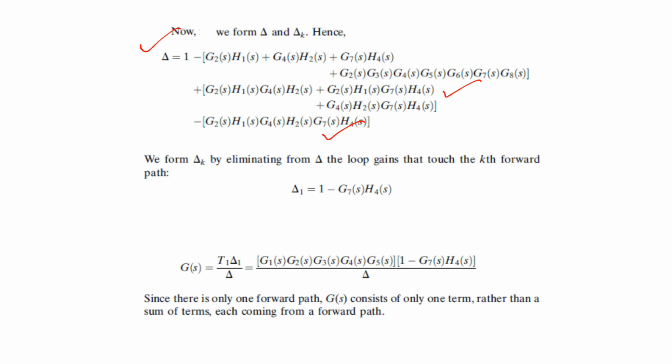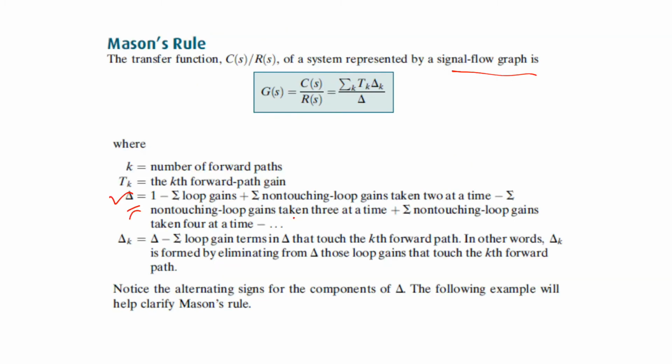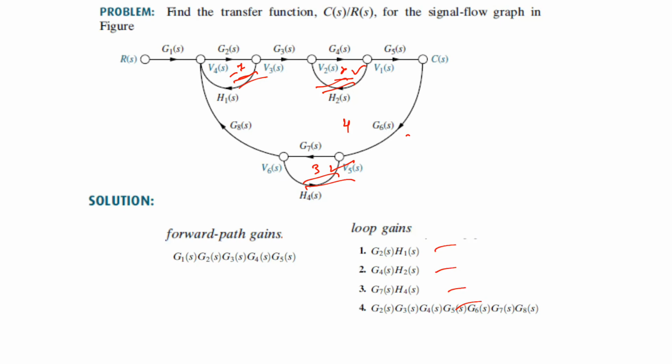Also one more point, that in this case the forward path is 1. So in this case, as per the definition, k is equal to 1, that is, the number of forward paths is 1 in this case. Now we have to calculate the value of del k. Del k is formed by eliminating from delta those loop gains that touch the kth forward path. Those loop gains which touch the kth forward path, we can eliminate. Since this is the only forward path that we have, we eliminate that, and we are left with this only.